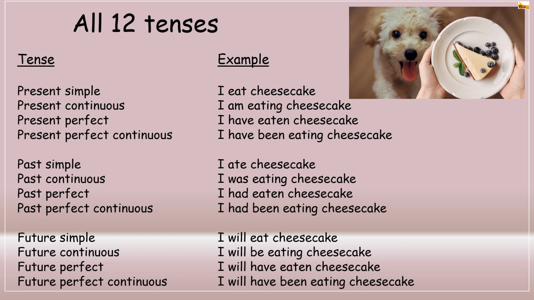We have the present simple, I eat cheesecake. Present continuous, I am eating cheesecake. Present perfect, I have eaten cheesecake. Present perfect continuous, I have been eating cheesecake.